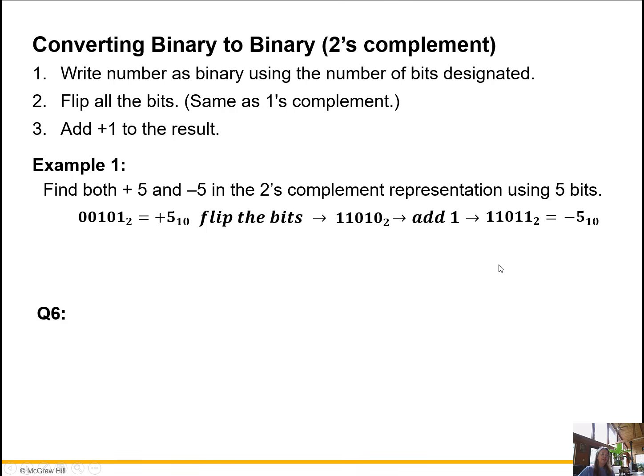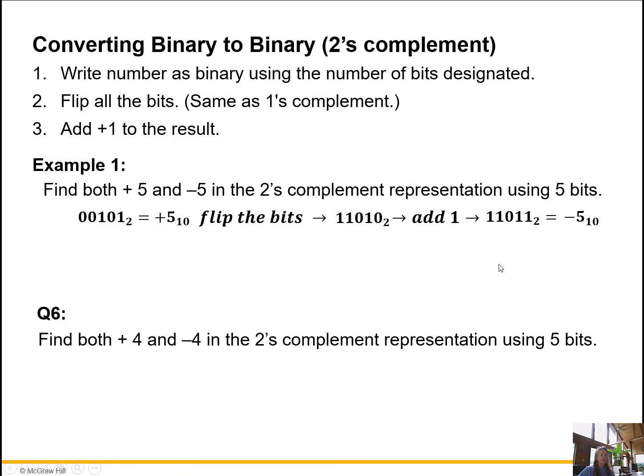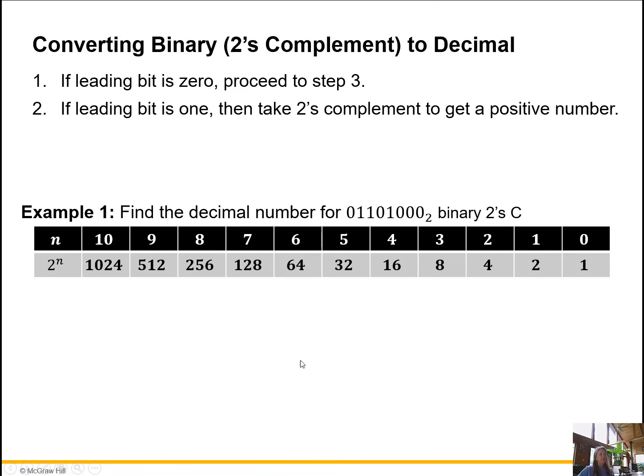So guess what I'm going to have you do next? Here's your next question. I want you to find the 2's complement using 5 bits of 4 and -4. Well, to find it for 4, it's pretty straightforward: 0, 0, 1, 0, 0. And that would be our positive 4. And follow this procedure to get your -4. Let me know if you have any troubles with it, and we'll move on.